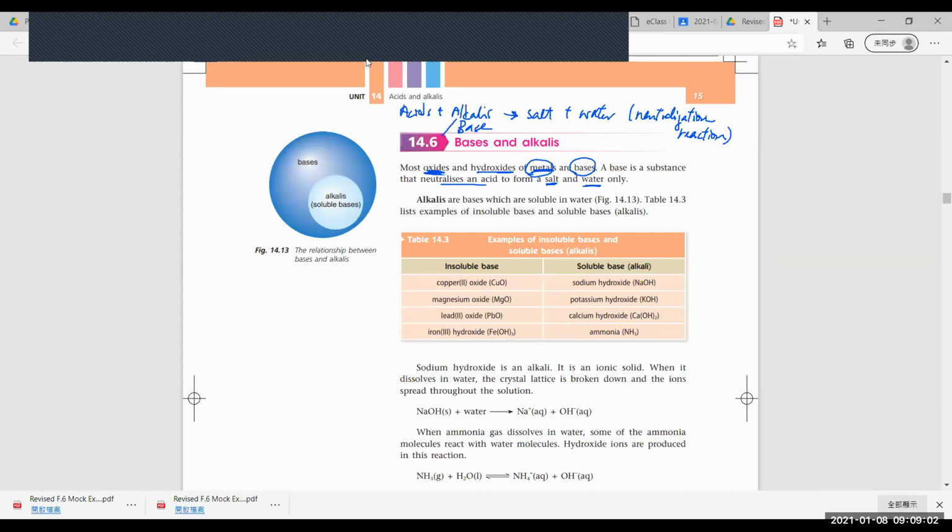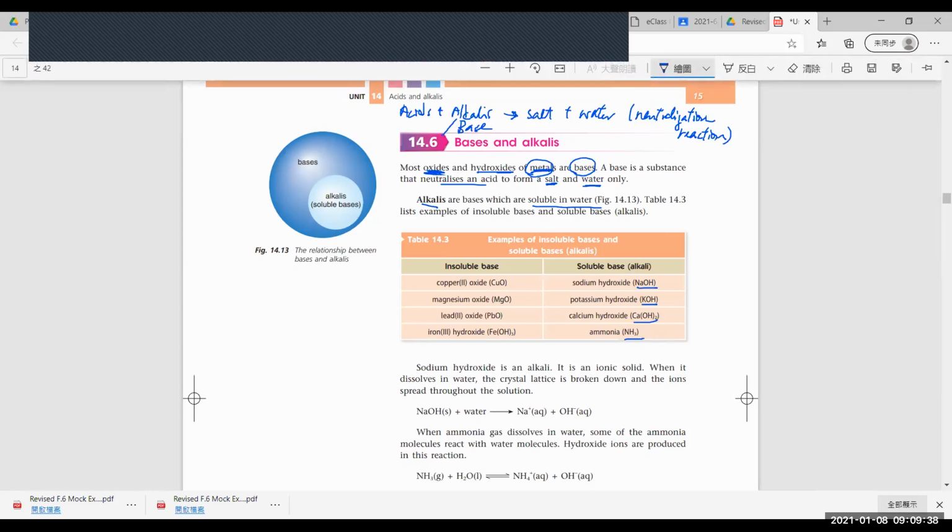You may see the relationship as a big circle and a smaller circle. Alkali belongs to a very special type of base which is highly water soluble. Alkalis are bases which are soluble in water. So that's why you may classify those chemicals as alkalis, such as sodium hydroxide, potassium hydroxide, lime water and ammonia. All of those are water soluble.